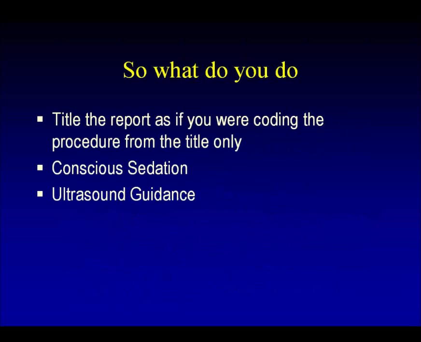I personally will title my report as if I were coding just off the title of the report. So for instance, if I were doing a fibroid embolization, I would title the report bilateral uterine artery embolization with bilateral selective catheterization of the uterine arteries and hypogastric nerve block with ultrasound guided access. And therefore, when I'm reading the title of the report, I know what codes need to be put in.